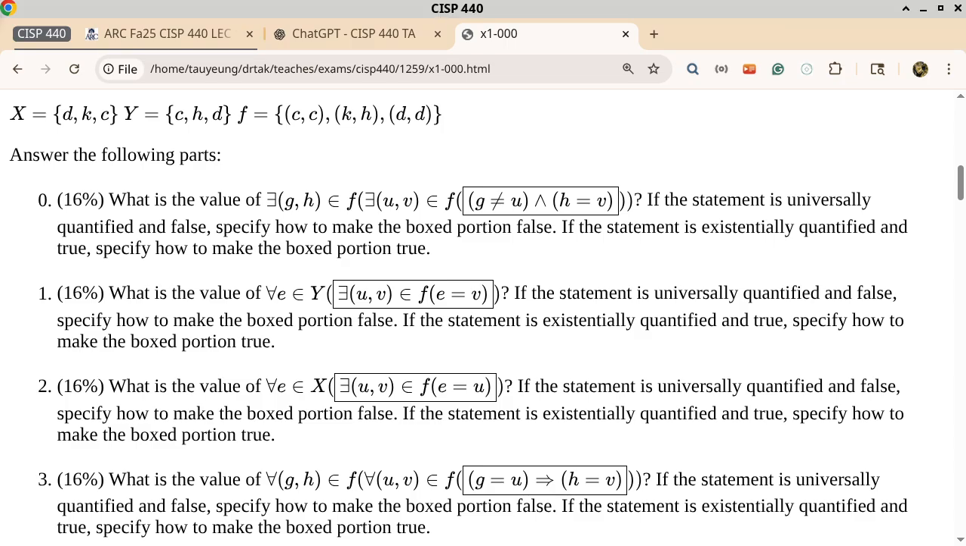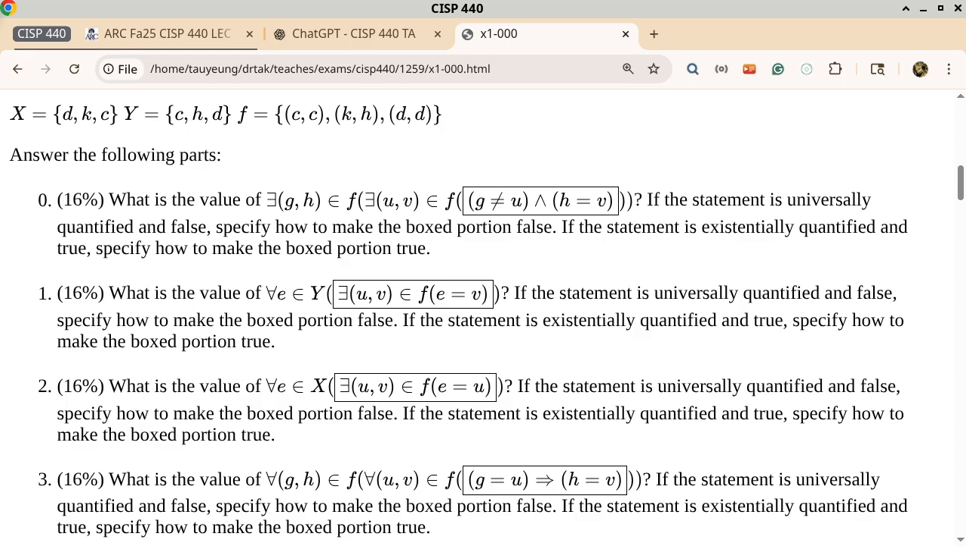There we go. So the second one says for all E in Y, there exists (U, V) in F such that E equals V. All right, so once again, now this time we are looking at Y, which is the potential codomain. So we are basically asking if F is a function, can we show that for every element in the codomain, blah, blah, blah. So right here, I can almost come to a conclusion that this is probably asking about surjectiveness, or related to surjectiveness, but not always. Okay, so we'll read a little bit further.